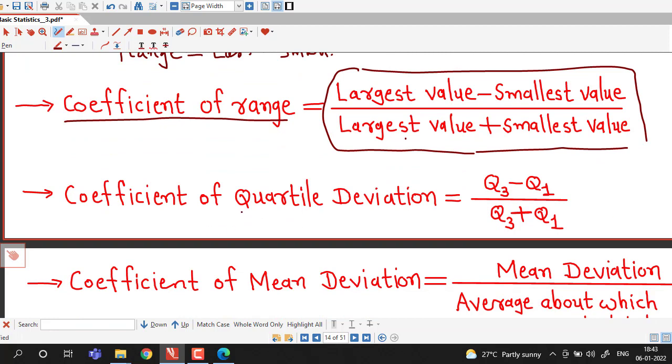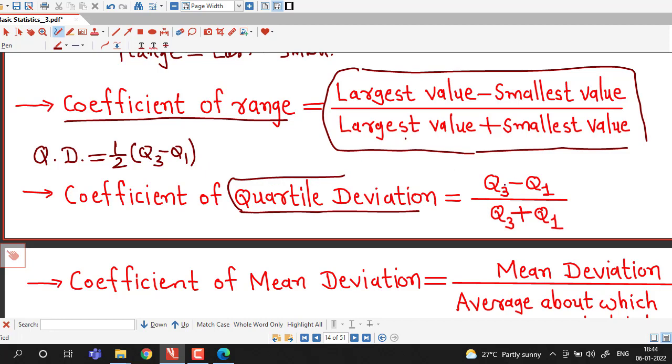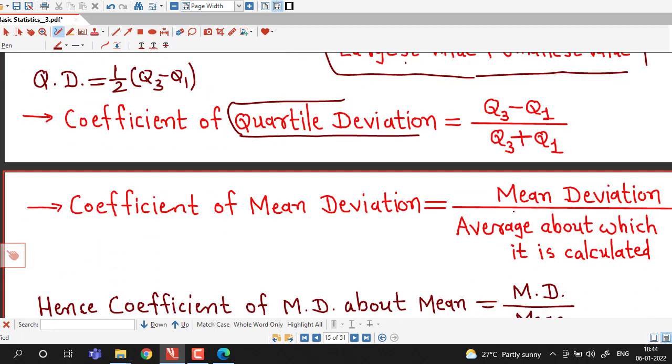Similarly, coefficient of quartile deviation is given by Q3 minus Q1 divided by Q3 plus Q1. If we recall the definition of quartile deviation, it was given by half of interquartile range, that is half of Q3 minus Q1, and coefficient of quartile deviation is defined as Q3 minus Q1 divided by Q3 plus Q1.